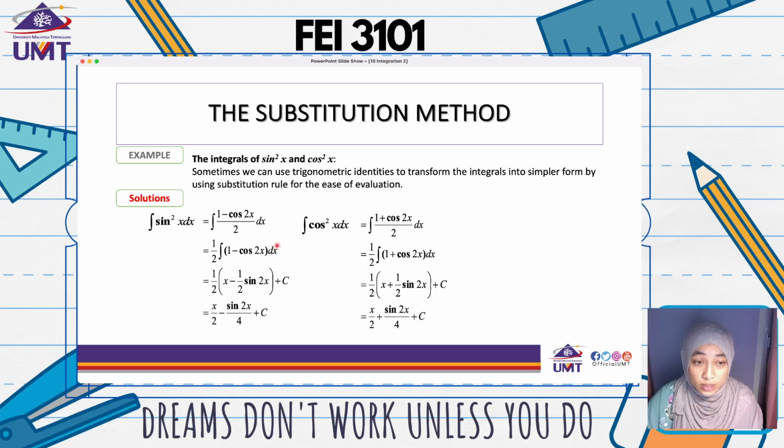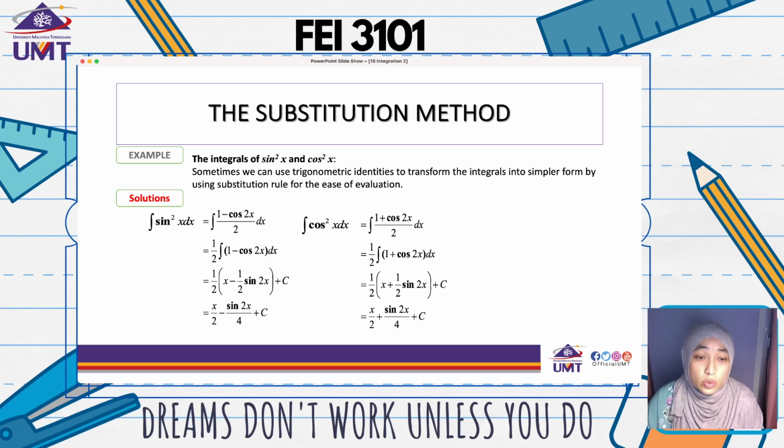After you substitute it, you can integrate it normally, using the formula where the integral of cos x is equal to sin x. If you don't remember this, please refer to slide 9 or the previous slide on integration 1. You can then manage to integrate this, and you get the answer x over 2 minus sine 2x over 4 plus c.